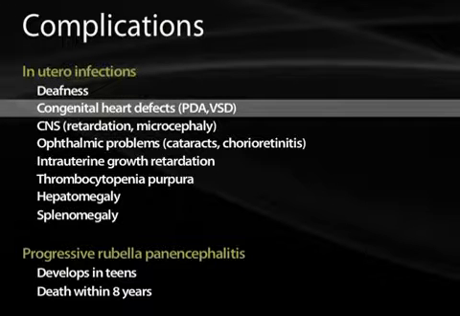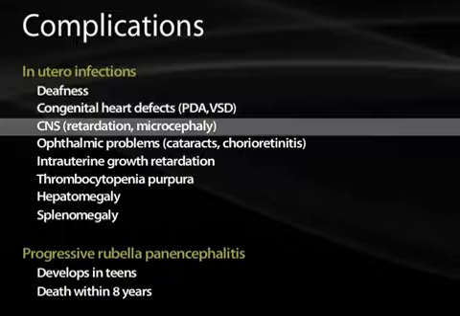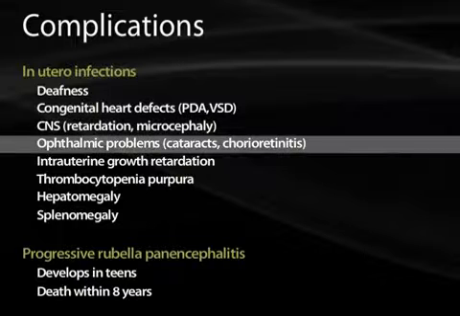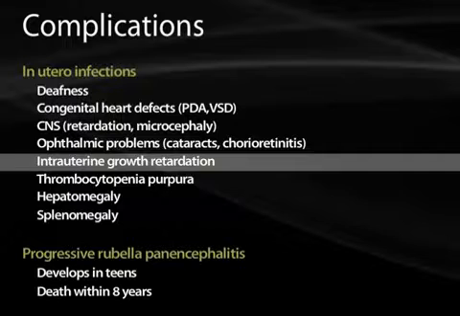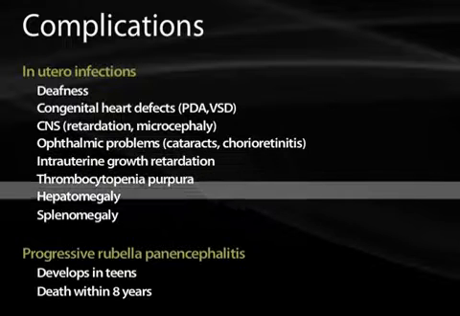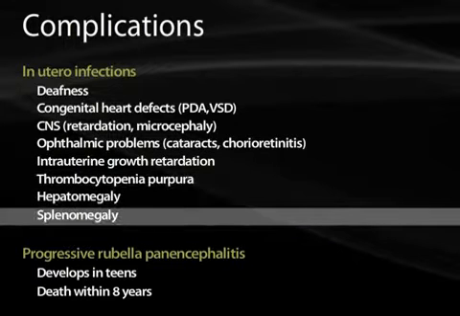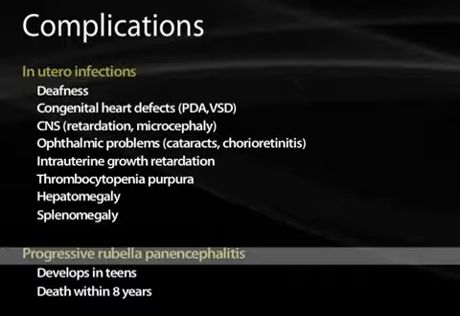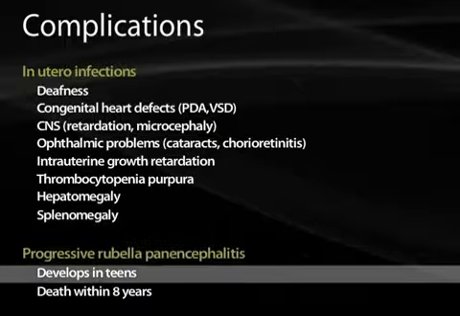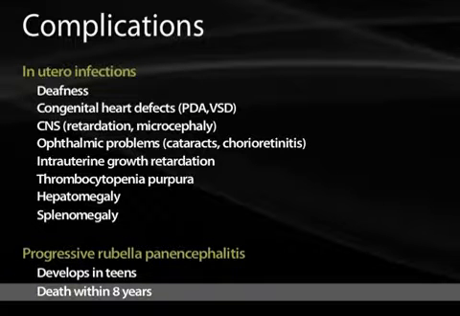You can have CNS effects like microcephaly, ophthalmic problems such as cataracts and chorioretinitis, intrauterine growth retardation, thrombocytopenic purpura, hepatomegaly, and splenomegaly. You can also get progressive rubella panencephalitis, which develops in the teens, and you can get death within 8 years. So this is a lot like subacute sclerosing panencephalitis, which you get after measles. These two diseases you'll need to think of together.